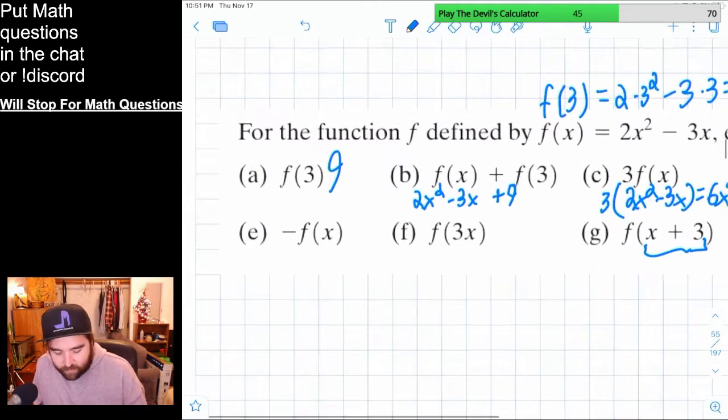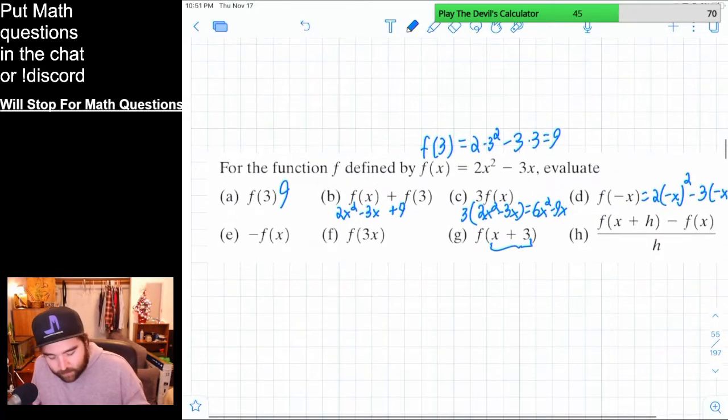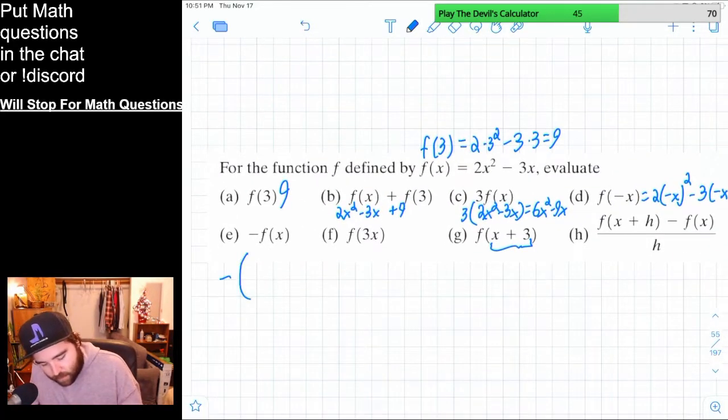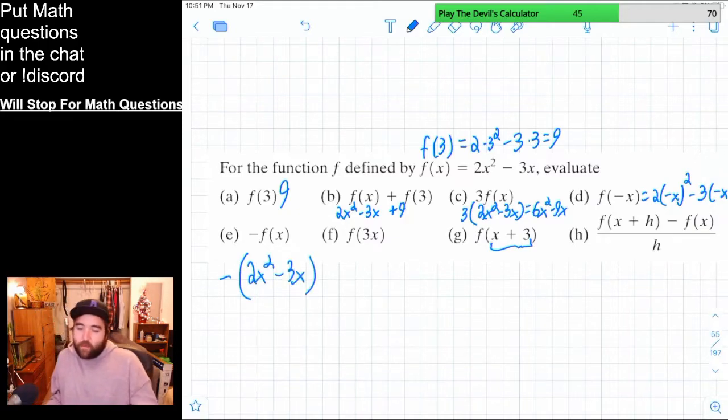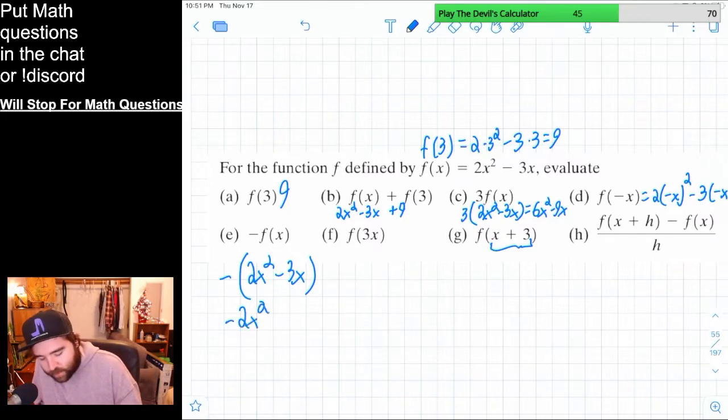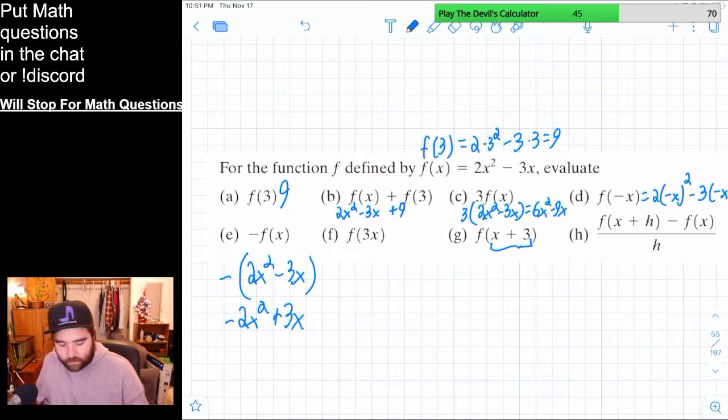So negative f of x, well, that just means it's negative that entire f of x, 2x squared minus 3x. And then that's it. We can distribute the negative if we want. Negative 2x squared plus 3x.